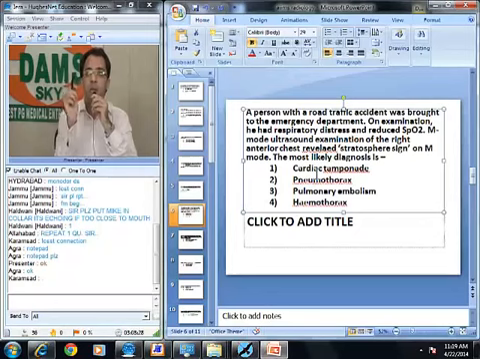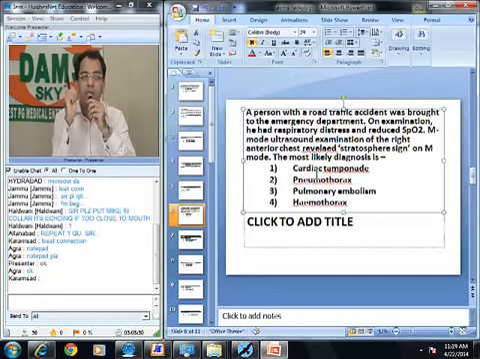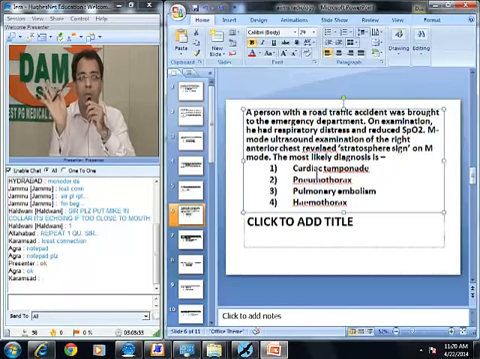This is the question that I was talking to you about. First time in AIIMS, a question on extended FAST. A person had a road traffic accident, brought to the emergency department, respiratory distress, reduced SpO2. M mode ultrasound of the right chest reveals stratosphere sign on M mode. What is the diagnosis? Please remember, pneumothorax.